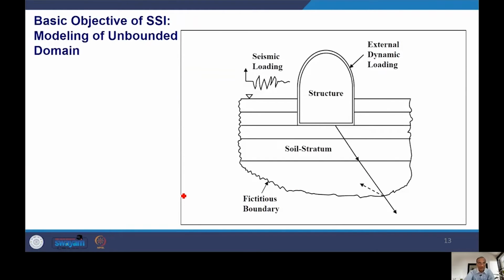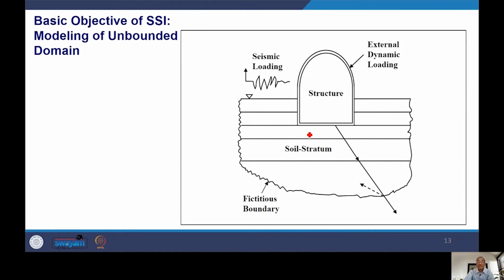Now let's talk about the basic objective of SSI, or soil-structure interaction, how it works, and what the meaning of SSI is. We will discuss its importance, but before that, what is the situation when you have static loading and when you have dynamic or seismic loading. You can see in this figure a structure situated on a soil layer, in what is called a layered system. We have a number of soil layers, and these soil layers rest on what is called a half space.